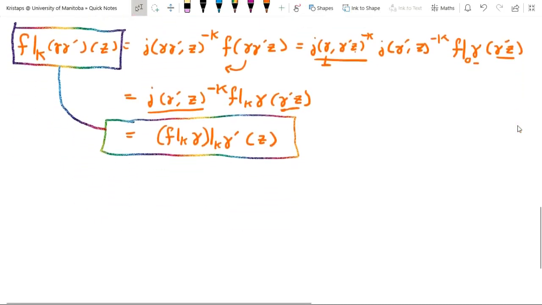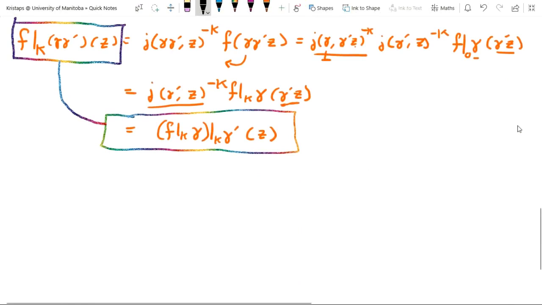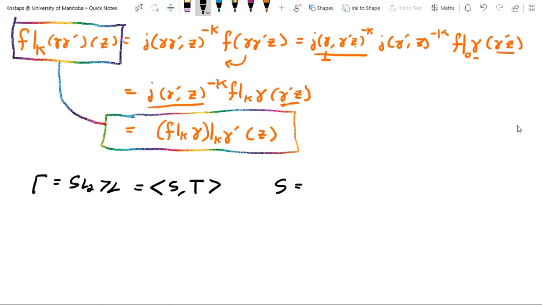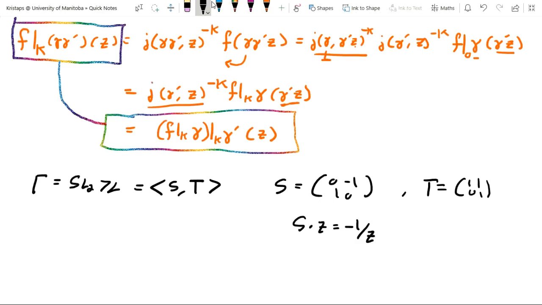Okay, now since the group SL2Z is pretty important, we're going to have a shorthand for it. So we'll often write this as either gamma or gamma naught as a shorthand for SL2Z. And recall from my geometry of SL2Z series, this group is generated by the matrices S and T, where S is equal to 0, negative 1, 1, 0, and T is the matrix 1, 1, 0, 1. In particular, the way that these matrices act on elements under Mobius transformations is S sends Z to minus 1 over Z, and T sends Z to Z plus 1.